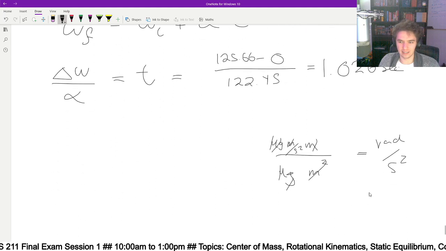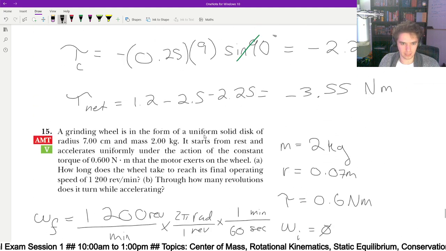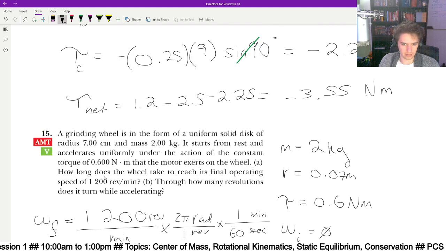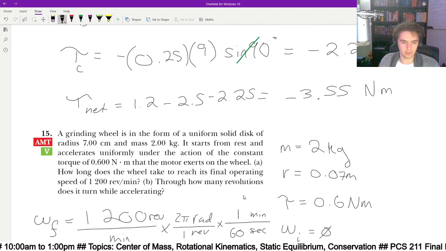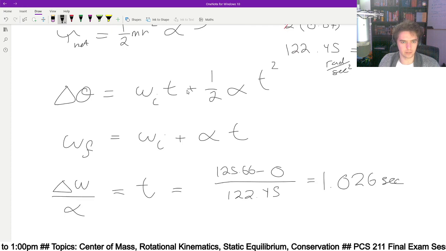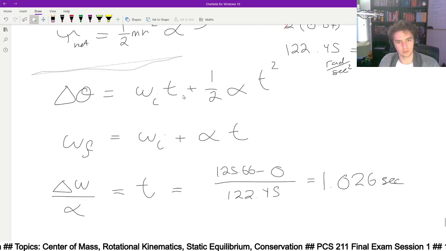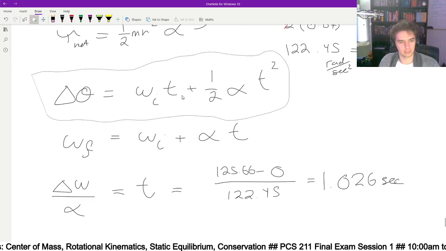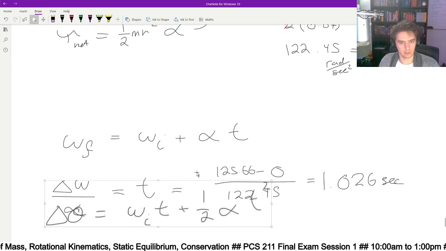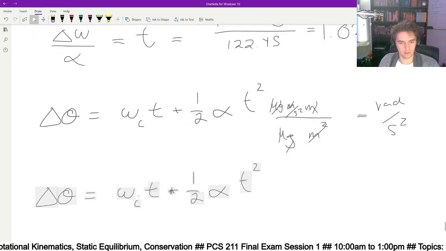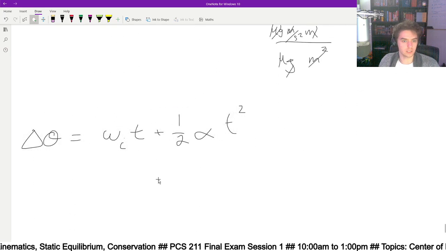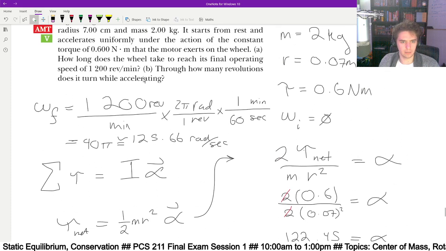So there's our time, and that's what I was looking for: how long does the wheel take? Now, through how many revolutions? We use the equation I wrote in the middle, because I was trying to decide which equation to use. Let's use this one. We're just solving for delta theta, through how many revolutions it turns.